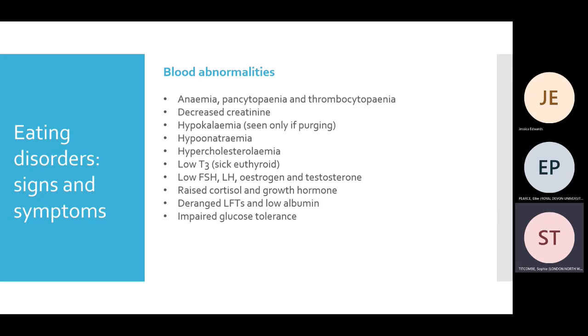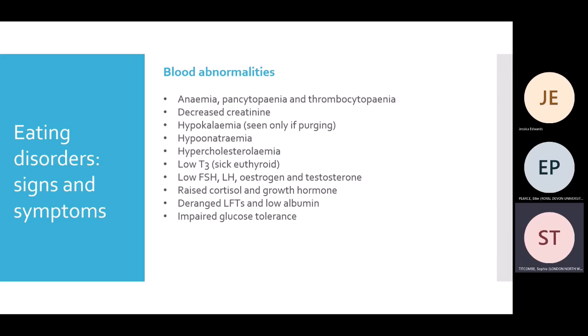So whilst they can be some of the outward signs of anorexia or bulimia, there are also a number of biochemical markers that we might see in the blood work of patients who've got an eating disorder. So we can see anemia, pancytopenia, and thrombocytopenia, and this is because we've got reduced bone marrow turnover. We can see decreased creatinine.